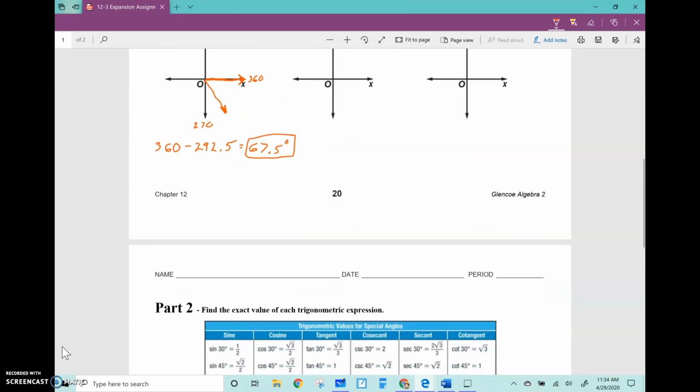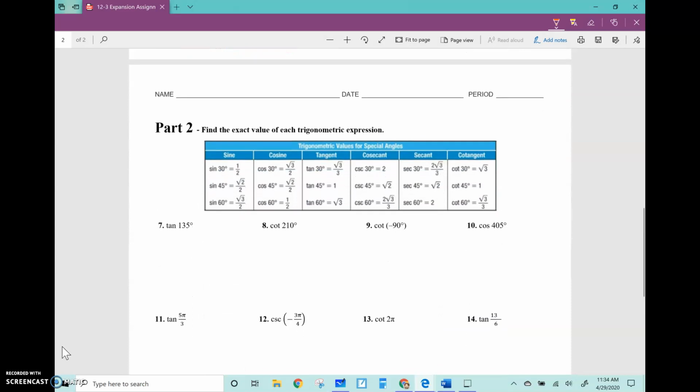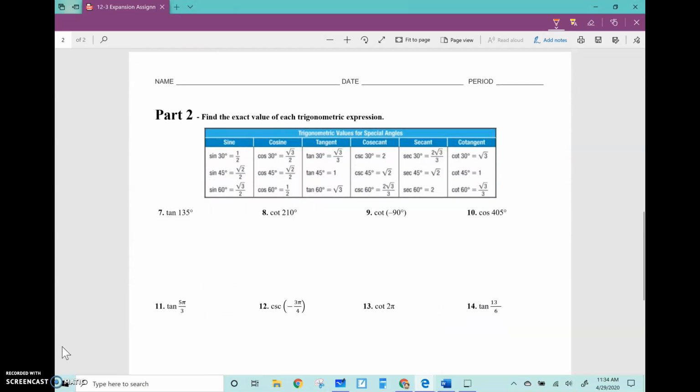All right, and the last section of your assignment is going to be just like what we did with the notes. So I'll cover number 7 and number 11. For number 7, we have 135, and I look on tangent, and it's only 30, 45, and 60. So what I'm going to do is subtract 180 from 135, and I'm going to end up with a negative number. I end up with negative 45.